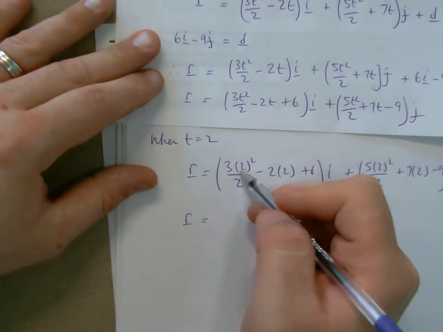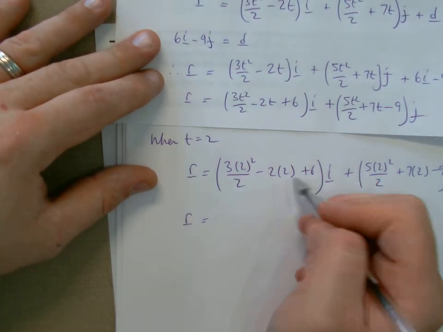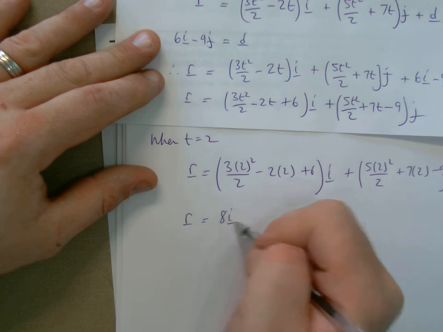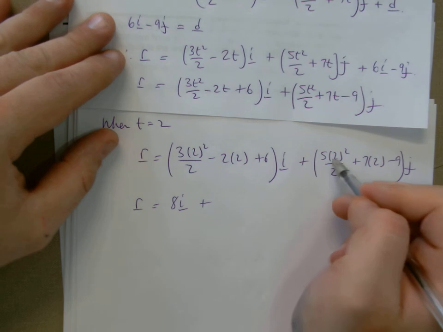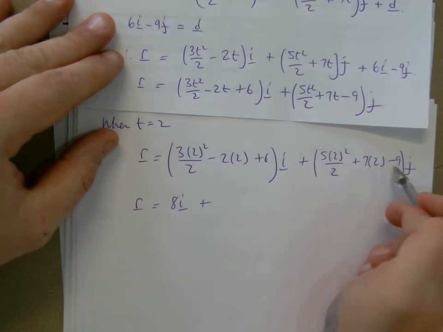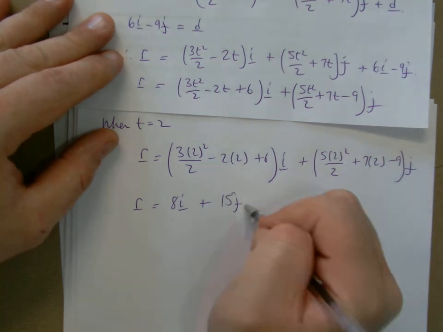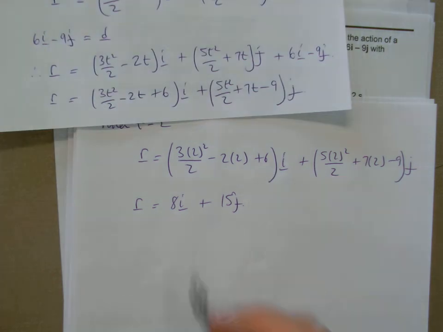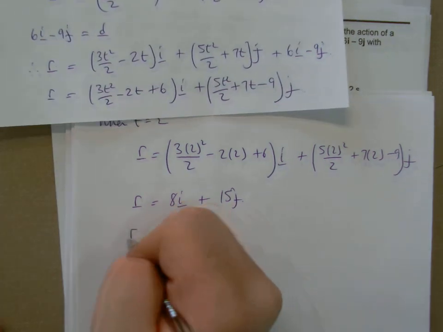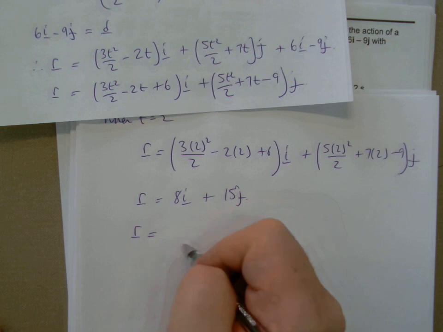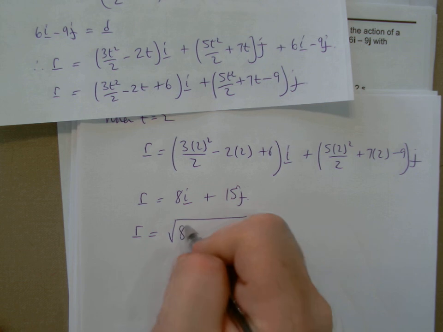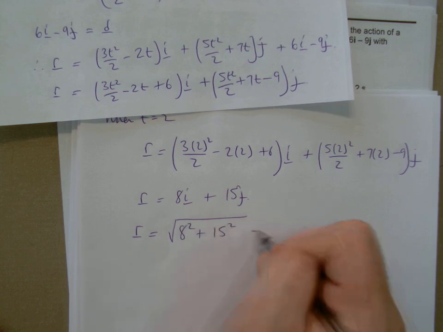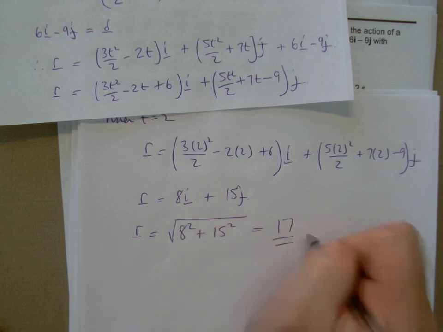So if we work that out there, we get 8i here. And if I work this out here using a calculator, of course, we get 15j there. Now we want the distance, right? To get the distance, remember, we need to use Pythagoras. Because that's the displacement, for the distance we'll use Pythagoras. So we've got 8 squared plus 15 squared. Work that out, it comes out to be 17 exactly.